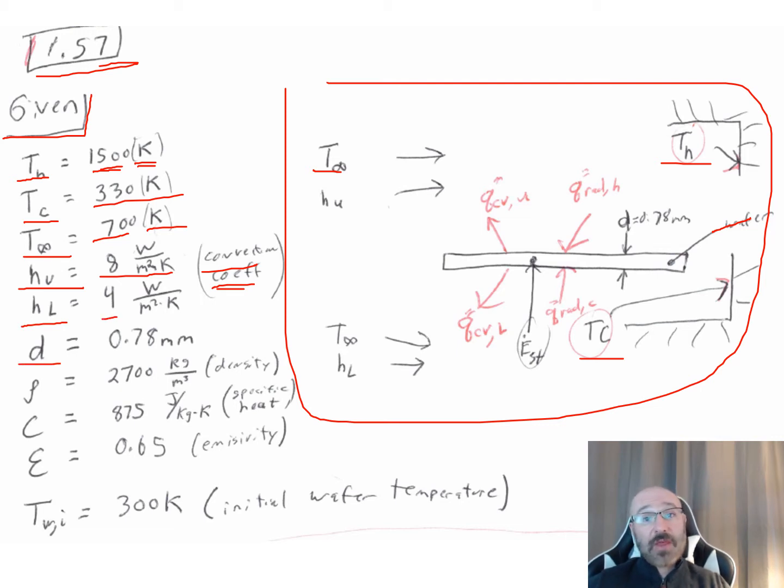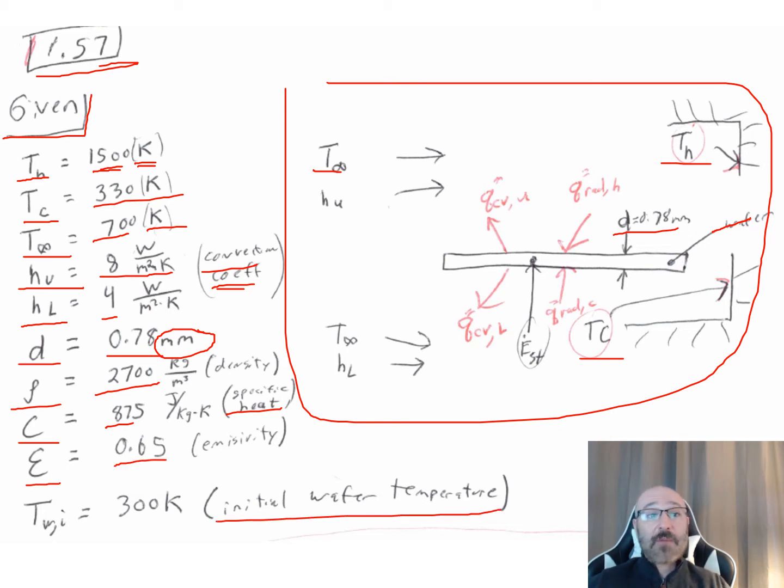I have the wafer thickness here, which I can see right there, is D, and this is equal to 0.78 millimeters. Be careful now, we're in millimeters and everything else we've done is meters, so make sure you do the conversions correctly. Oftentimes, it's not a bad idea to even do it right here and write out what it would be in meters so we can plug in correctly later. I have my density, rho, of 2,700 kilograms per meter cubed. And I have my C, my specific heat value of 875 joules per kilogram times Kelvin. And I have my emissivity here, epsilon is equal to 0.65, no units. And I have my initial wafer temperature, T_W,i, is equal to 300 K.